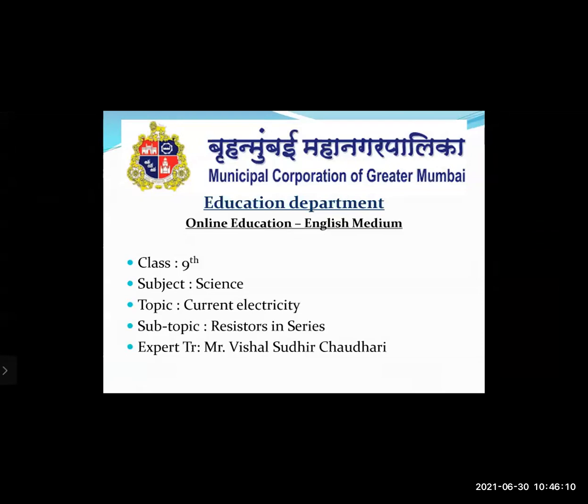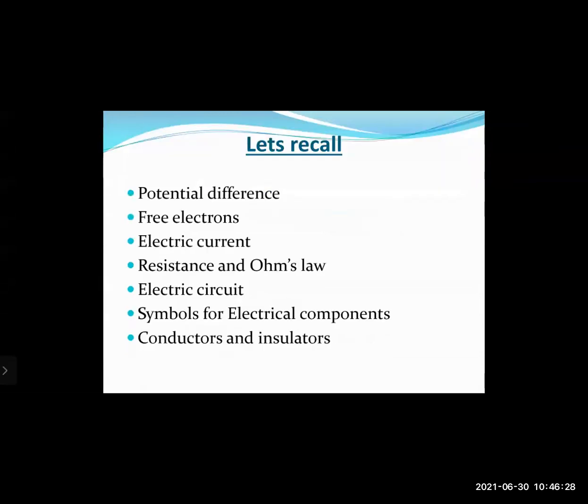So the topic that we are continuing is current electricity. Today the subtopic that we are going to learn is the concept of resistors in series. My name is Vishal Sudhir Chaudhary, and I am from the Kurar Village MPS English Secondary School. Let us first recall what we had done in the previous class.